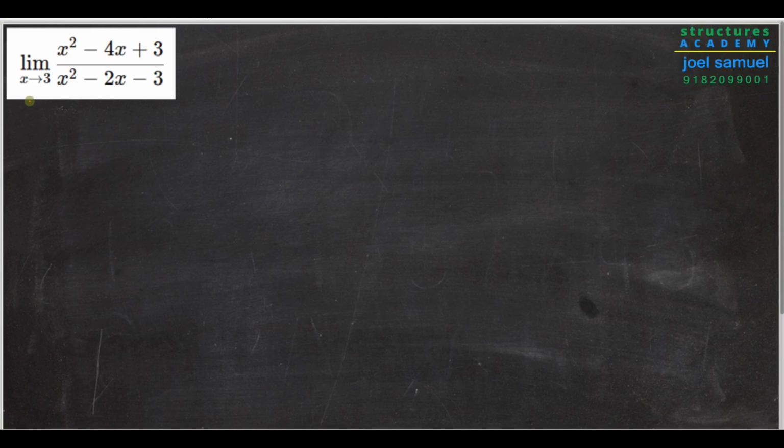Alright, let us look at a question where we are asked to evaluate the limit of a rational function. The limit as x approaches 3 of (x² − 4x + 3) divided by (x² − 2x − 3). Whenever we are calculating limits for rational functions, let us say the function is f(x) divided by g(x) and x is approaching some value a. The first thing we do is simply substitute the value a in both the numerator and the denominator. So we get f(a) and g(a).